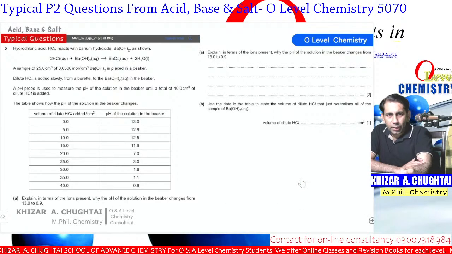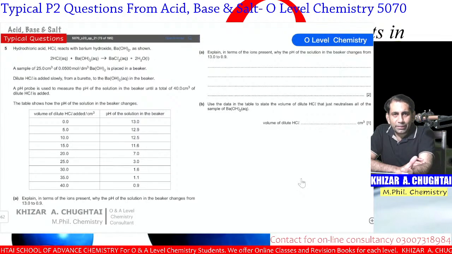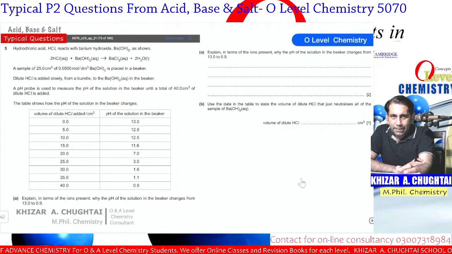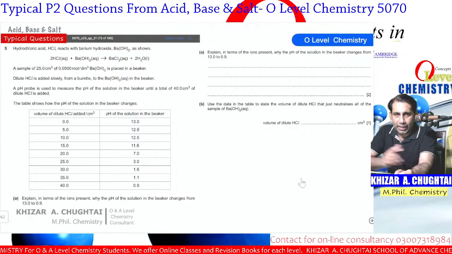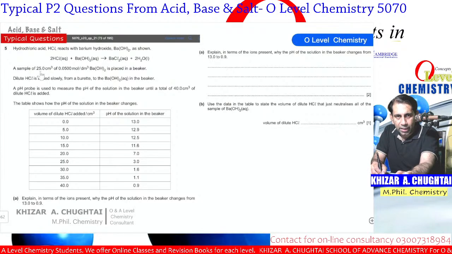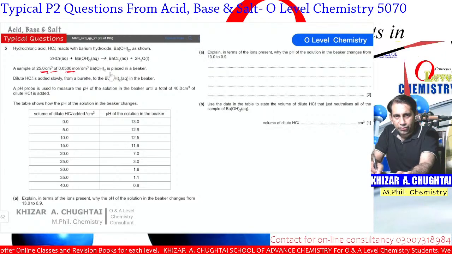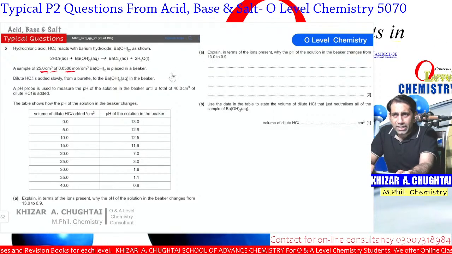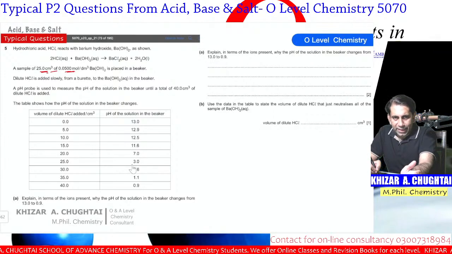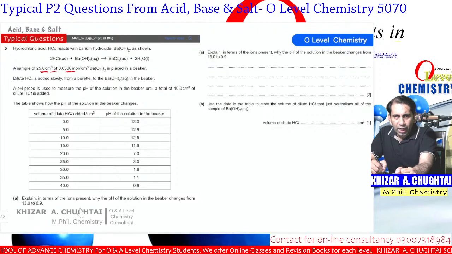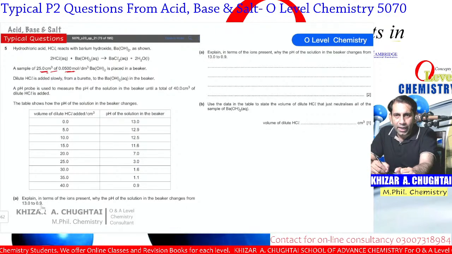So here is the next question. Hydrochloric acid reacts with barium hydroxide. The reaction is over here. A sample of 20 cm3 of 0.05 mol per dm3 barium hydroxide is used in the beaker. This is the volume, and here is the concentration. Dilute HCl is added slowly from the burette to the barium hydroxide in the beaker, and here is the whole history of that experiment. Explain in terms of ions present why the pH of the solution in the beaker changes from 13 to 0.9.